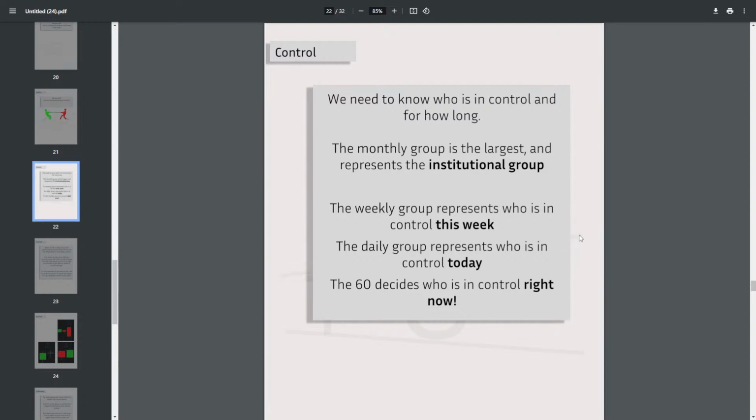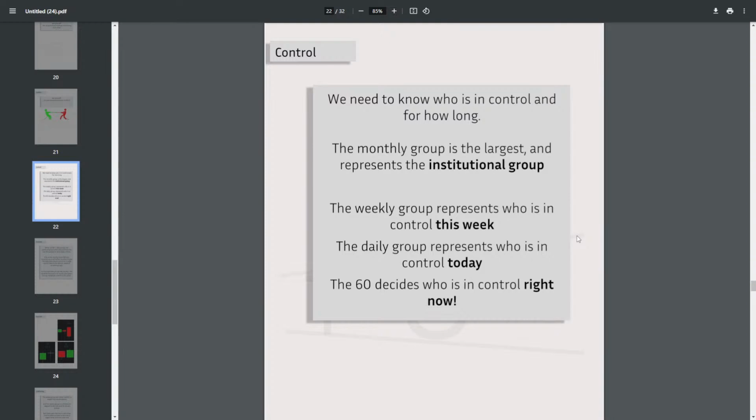And then as far as control is concerned, we want to know for how long. So if the monthly group is in control, it's going to be in control for a month potentially. The same with the weekly group. It's going to be in control this week. And then the daily group is who's in control today.